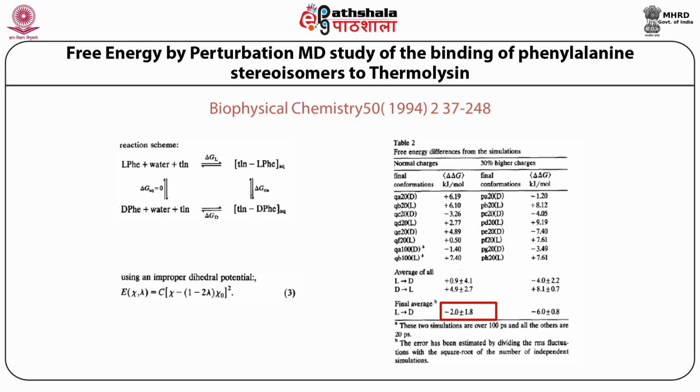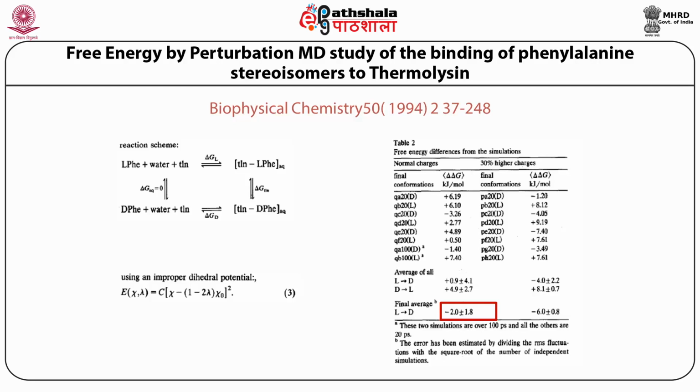We actually displayed and took a system which was quite large in those days, that is thermolysin, a big protein, and calculated the difference in free energy between these two systems by the perturbation MD method: the binding of L-phenylalanine versus D-phenylalanine as a ligand to the thermolysin active site. It's a large protein containing zinc, a metal ion, and many other covalent and coordination bonds. Hence, it was a difficult system.